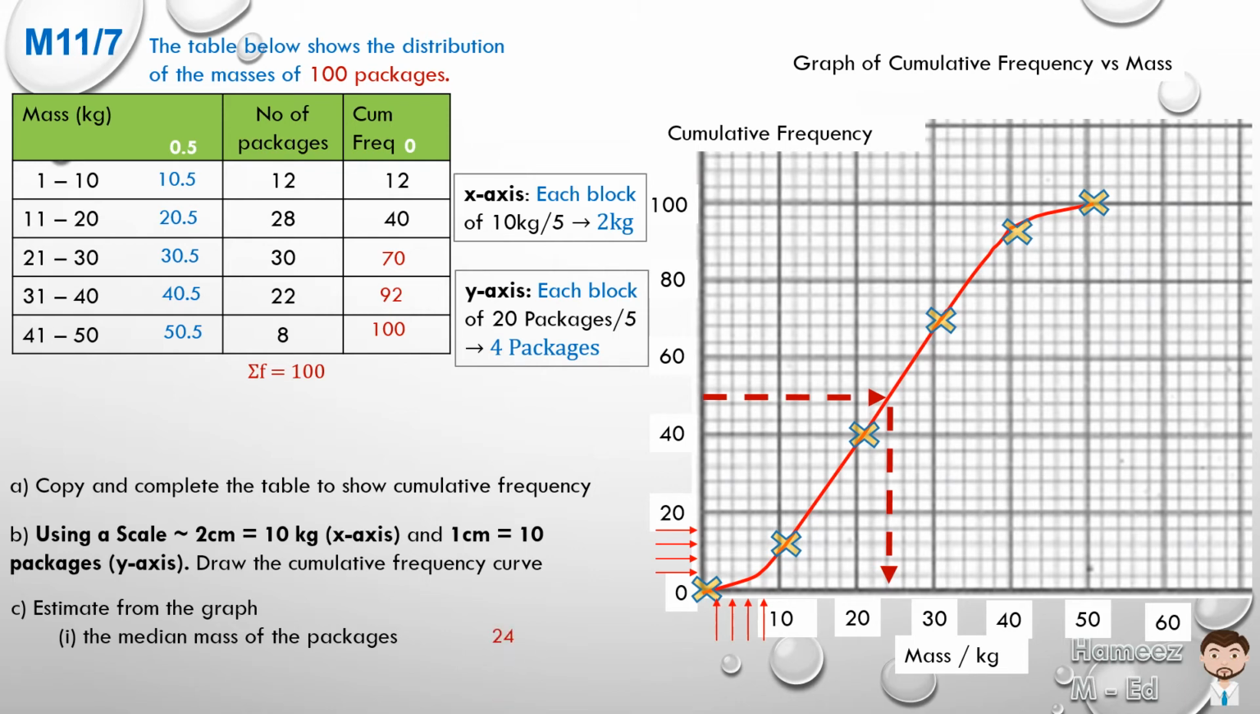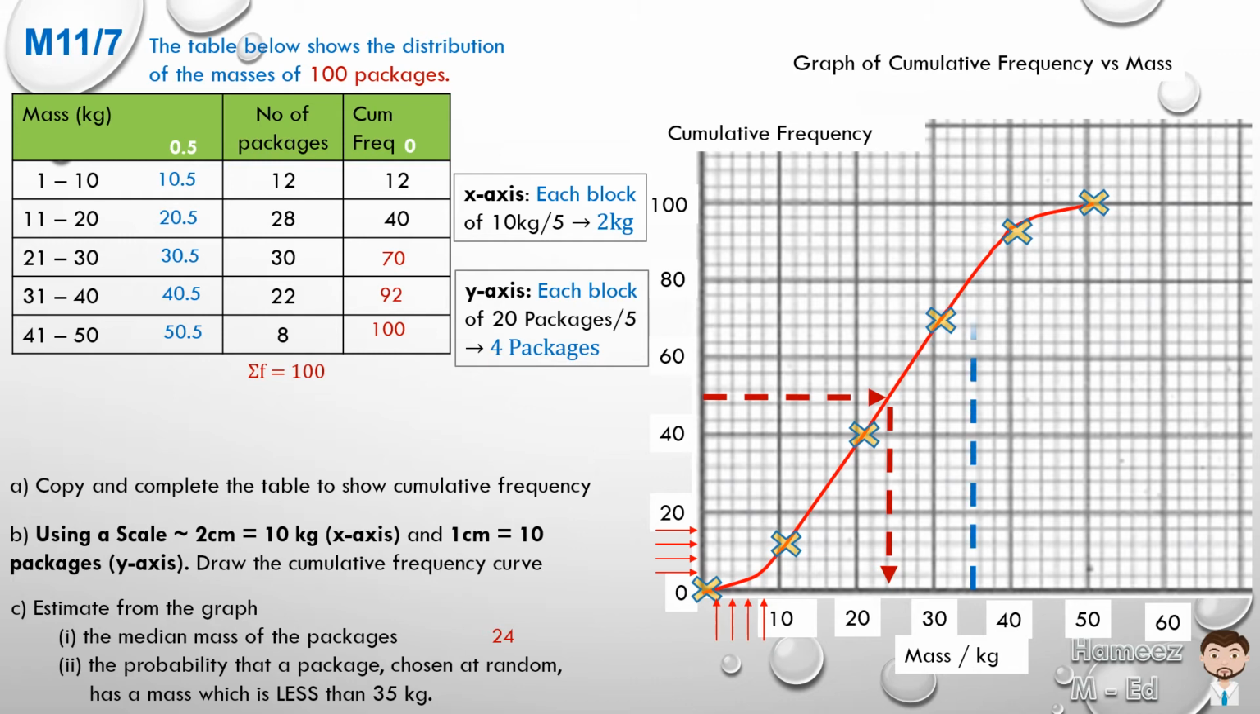and I can read off my mass, and that will be my median, in kilograms, of course. And similarly for part 2, what is the probability that a package chosen at random has a mass which is less than 35 kilograms? So where do I get 35 kilograms? That's my starting point. That's on my x-axis. So I take my 35 and plot upwards with my blue dotted line until it hits the curve. When it hits the curve, I now go to the left, and that will give me my cumulative frequency value. Notice that it's a probability, so we write it out of the total. So we're writing our value out of 100.